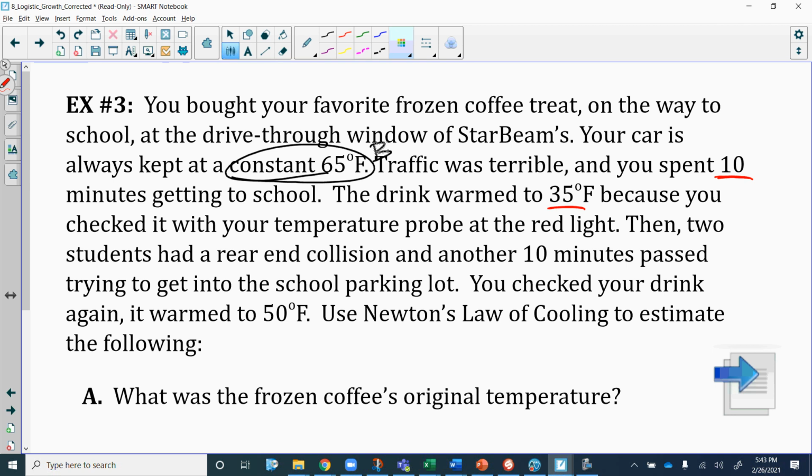Because you checked it with your temperature probe at the red light, because who doesn't have one of those in their car? Want to see how well the windows insulate the inside of the car from the outside of the car. Then two students had a rear end collision and another 10 minutes passed. So we have another time interval here, 10 minutes passed to get into the parking lot, and you checked your temperature again, and your drink had warmed to 50 degrees. Use Newton's law of cooling to estimate the following. What was the frozen coffee's original temperature?